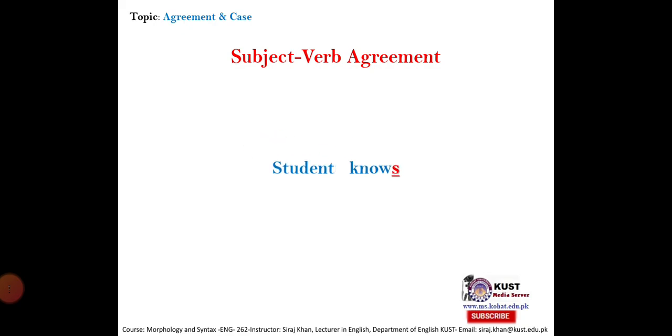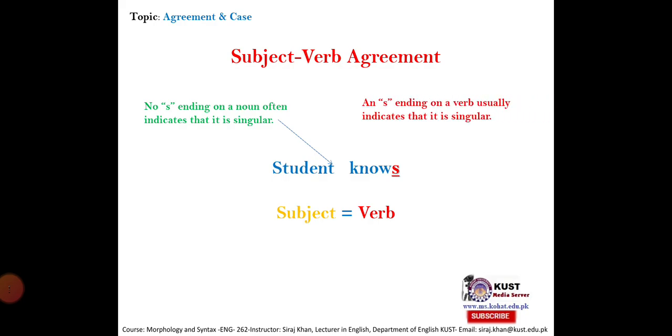Subject-verb agreement. Student knows. Now we analyze the given example a bit closer. Student is the subject, knows is the verb here. The student is not ending with an s, which indicates that it is singular. Student, and its plural is students. So here the s ending on a verb usually indicates that it is singular. Knows.